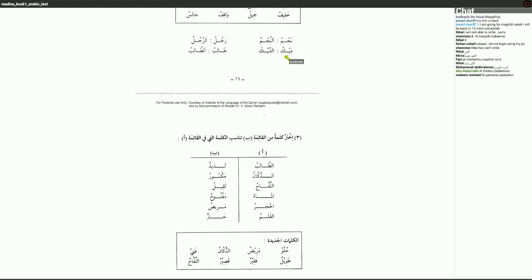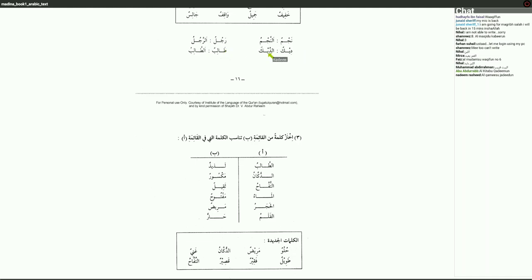Ar-rajulu. Ahsanta. Dikun, ad-dik. Talibun, at-talibu. Good. Notice over here, brothers, look over here. Notice how we didn't say Al-Najmu. We said An-Najmu. We didn't say Al-Rajulu. We said Ar-Rajulu.